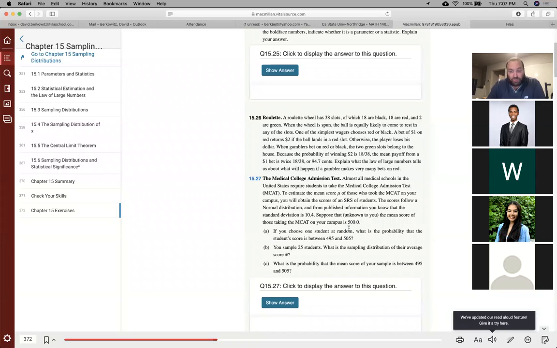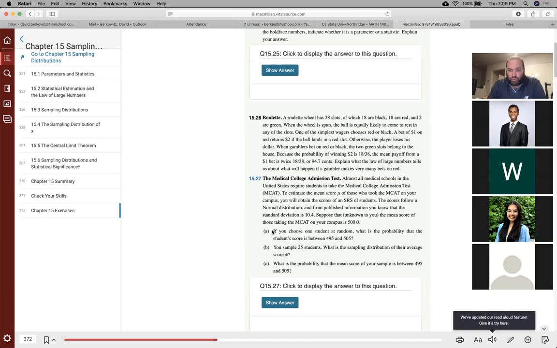Suppose that, unknown to you, the mean score of those taking the MCAT on your campus is 500. Why is it important that it's unknown to you? Because if you knew it, why would you take this? Why would you do anything? If you have the answer, you have the answer. The whole goal is to figure out what the mean is. If someone says, hey, it's 500, you're like, great, I'm going to go play a video game or something. I don't need to do this. So you don't know that it's 500, but it happens to be 500.